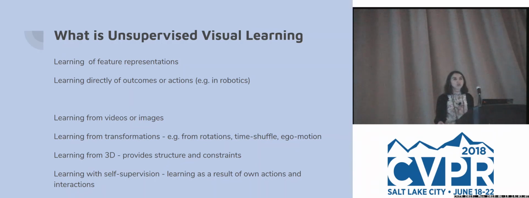In particular, we'll look at several cases in which you can have unsupervised learning. You may be able to learn from videos or images, from transformations, for example from rotations, or times or sequences of images, learning from 3D, where we use structure constraints from the 3D world, and learning with self-supervision, very specifically in robotics, where you can have one sensor supervise the actions of the other, or you can use your own actions or interactions for your own supervision.